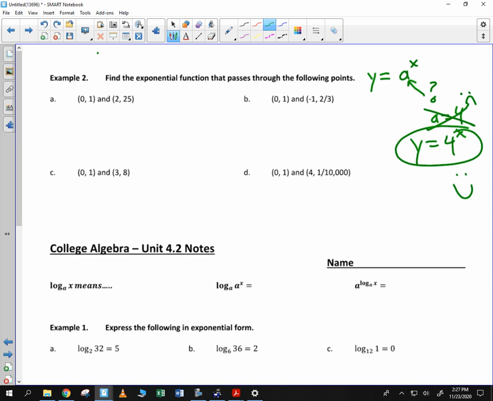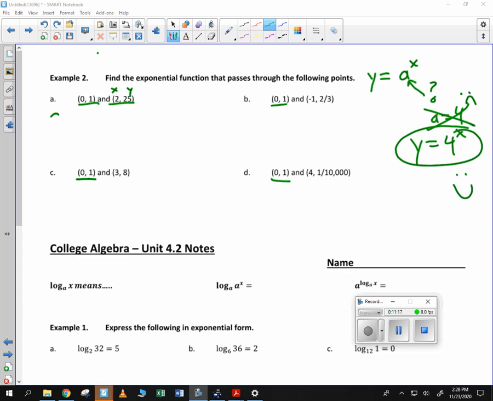So let's think about this first example. It goes through the coordinate 0, 1. Notice all of these go through the coordinate 0, 1. That's because anything raised to the 0 power is 1. Okay, so the important coordinate is 2, 25. That's our y value. This is our x value. So what it means is that 25, our y value, is equal to some number a squared. So what is that number a that you square? That would be 5.